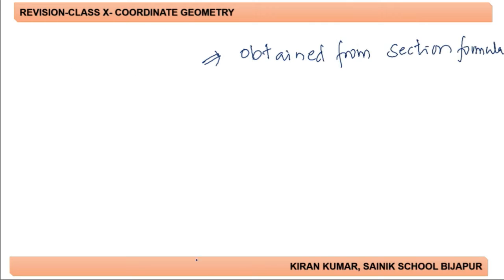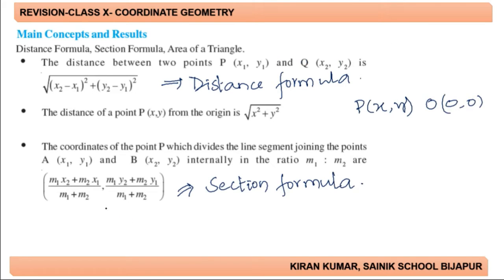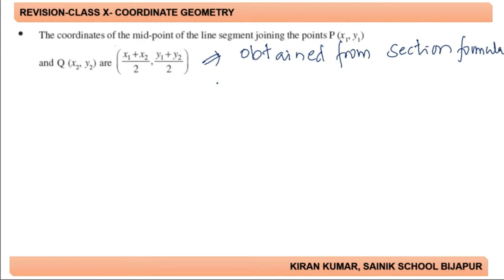In the previous one, you looked at the formula m1 x2 plus m2 x1 upon m1 plus m2, m1 y2 plus m2 y1 divided by m1 plus m2. If m1 and m2 are 1 is to 1, we will have m1 plus m2 as 2 and we will obtain this formula.